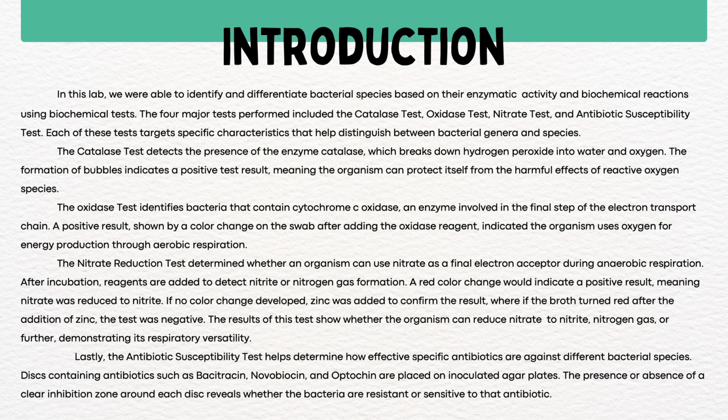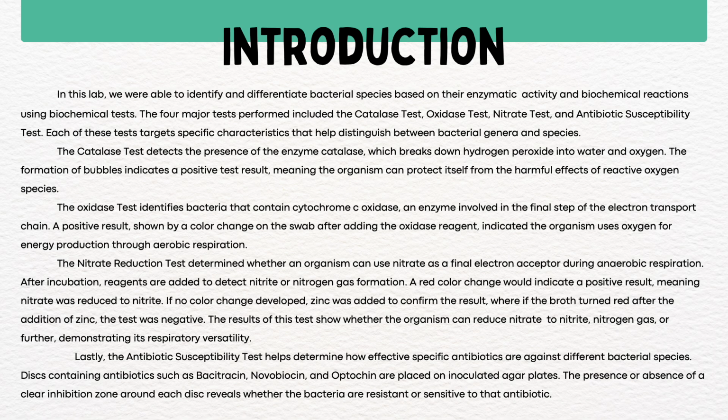The catalase test detected the presence of the enzyme catalase, which breaks down hydrogen peroxide into water and oxygen. The formation of bubbles indicated a positive test result, meaning that the organism can protect itself from the harmful effects of reactive oxygen species. The oxidase test identified bacteria that contained cytochrome C oxidase, an enzyme involved in the final step of the electron transport chain. A positive result, shown by a color change on the swab after adding the oxidase reagent, indicated the organism uses oxygen for energy production through aerobic respiration.